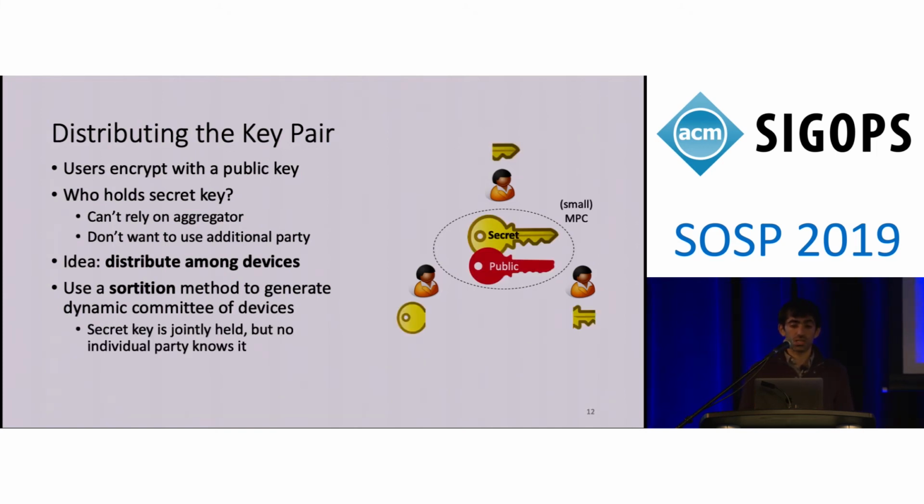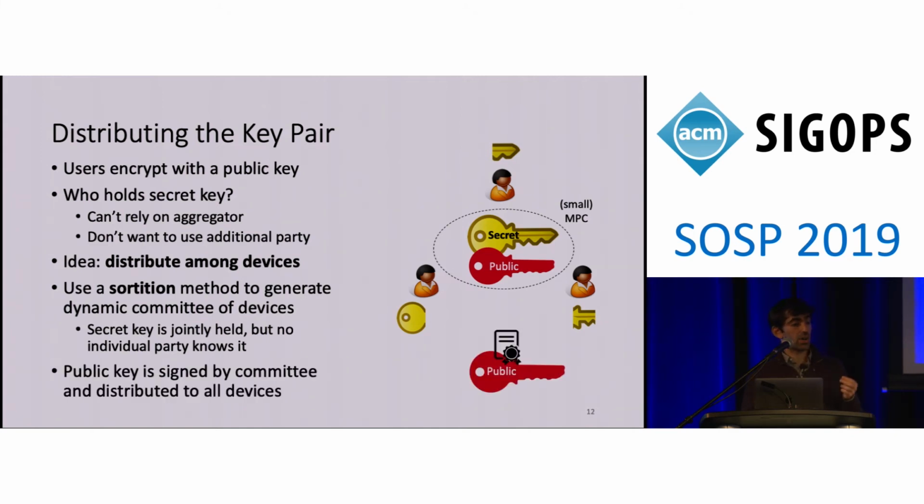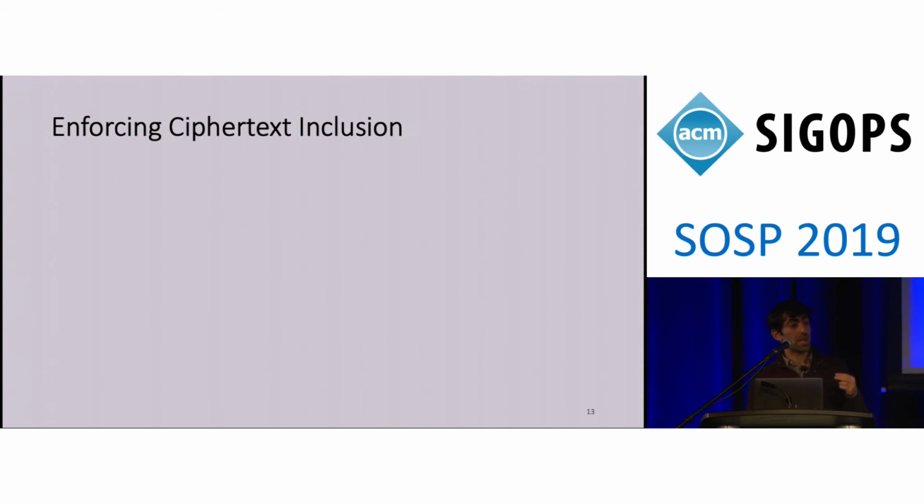So again, they're going to generate this key pair. In doing this secret sharing, or sharding of the key, we're going to tolerate drop-off of devices, so devices may not be online to recreate this key. We're also going to use our assumption of malicious devices here, so we guarantee that no malicious subset of devices can recreate this key on its own. Finally, this public key is going to be signed by the committee and distributed to devices. This is crucial because when devices are encrypting their data, they need to know that the secret key isn't in the wrong hands.